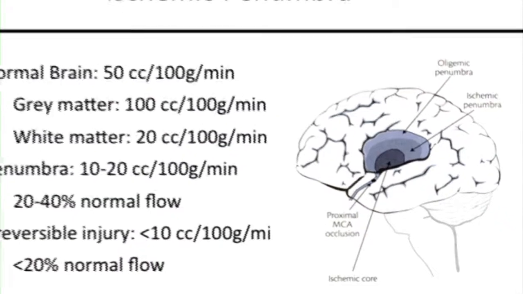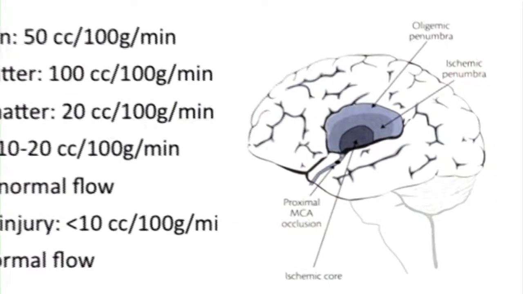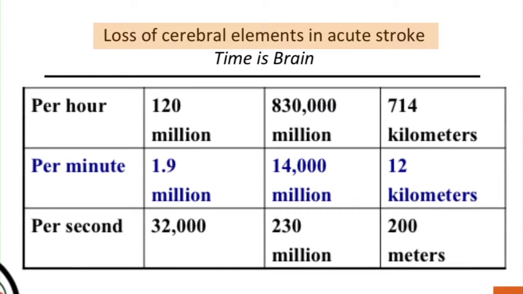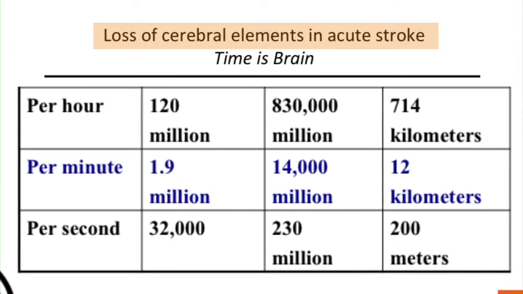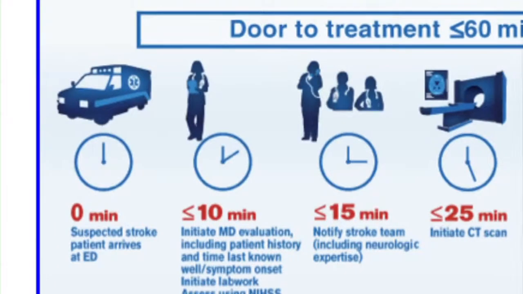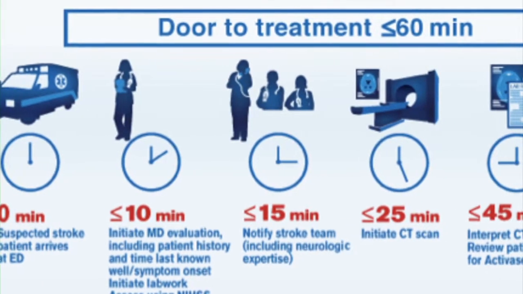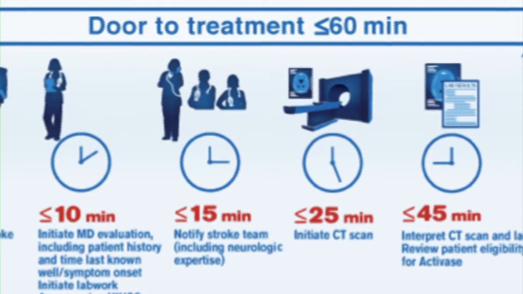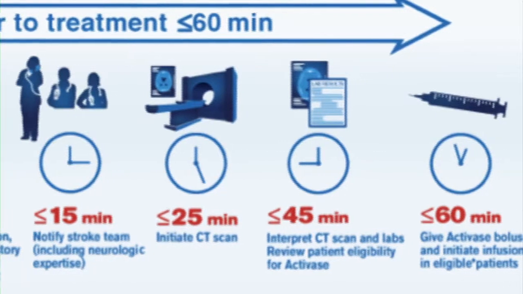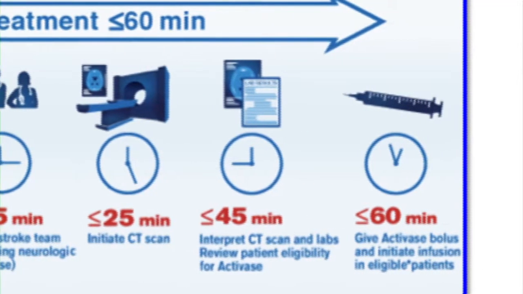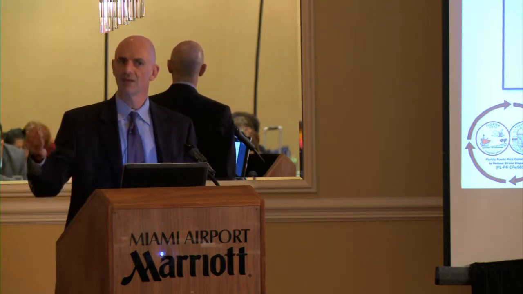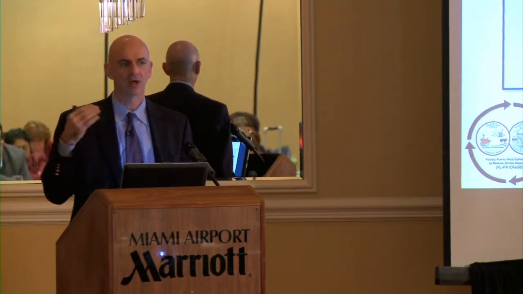The whole goal of treatment is really to save the penumbra. So time is of the essence, and it's better to intervene at 30 minutes than at 45 minutes. The sooner the better. There are certain timelines, such as evaluation by physicians, notification of the stroke team, obtaining imaging and laboratory tests, reading those tests, and then administering tPA, ideally in the first 60 minutes. This is a strong effort by the American Heart Association to get times of treatment lower, ideally in the first 60 minutes.